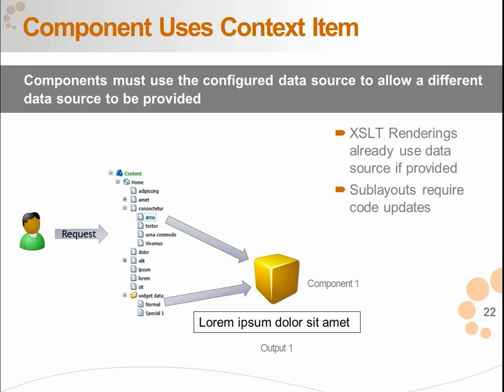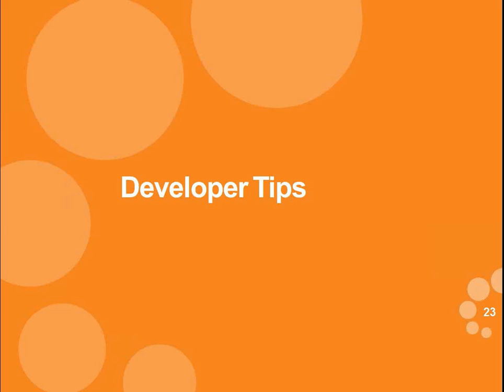XSLT rendering, XSLT is a very different technology to C# and to a standard .NET language. However, one of the benefits that XSLT has in Sitecore is that it already has been configured to pay attention to the data source if that's been provided and fall back to the context item if it hasn't been. So to make our sublayouts work, if they don't currently work, we need to write code to update them. Those are the common issues that we face when we're trying to embark on personalization with DMS.